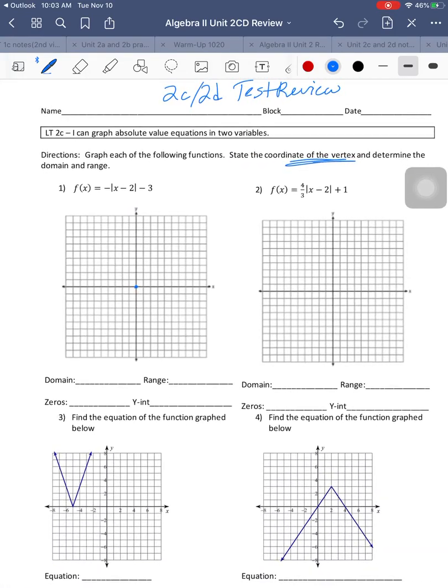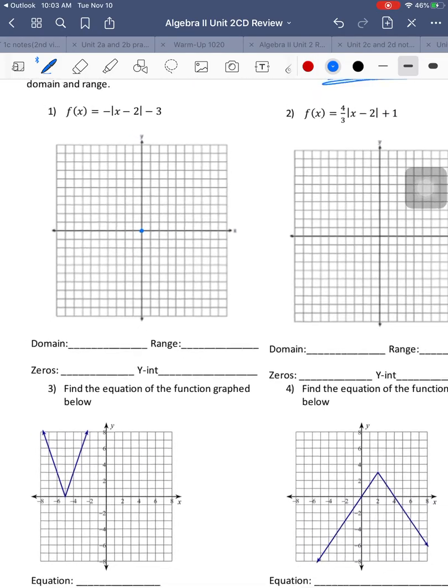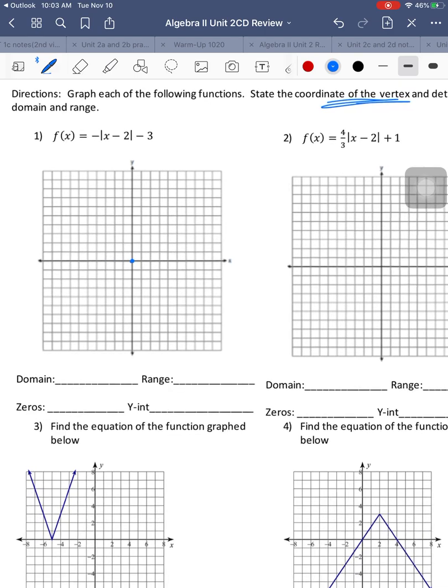All right, welcome to the 2C 2D test review, which is absolute value, graphing absolute value functions, and inequalities. All right, so number one, we need to graph. It's an absolute value function, so it's a V. We then need to think about our vertex, the bottom of the V. So the parent function starts at 0, 0, and where's that going to move to?